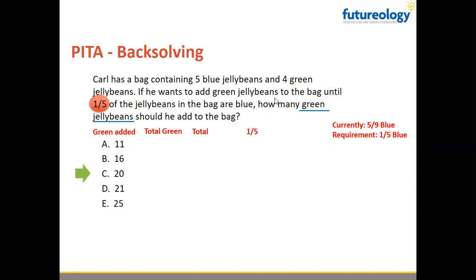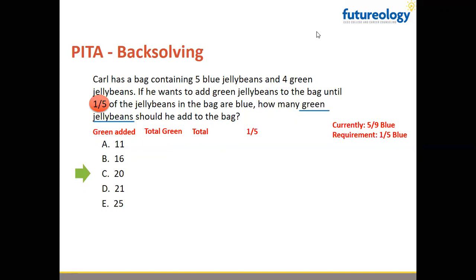Yeah, I start at C because it's in the middle. If the answer is too big, I eliminate everything below it. If the answer is too small, I eliminate everything above it. Okay, got that? Great question. So again, the requirement is that 1/5 of the bag has to be blue. That's how I know I have the answer. So we start at C at 20.